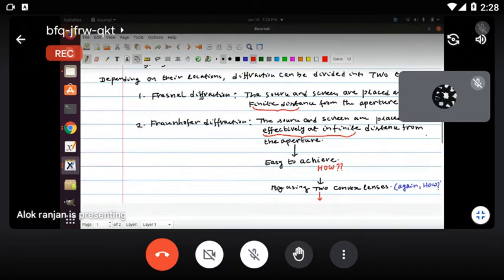The thing is that by using two convex lenses, we can make both source and screen effectively at infinite distance with respect to the apparatus. So we have great control with this couple of convex lenses, and hence it is much easier to achieve. That I have written down here.